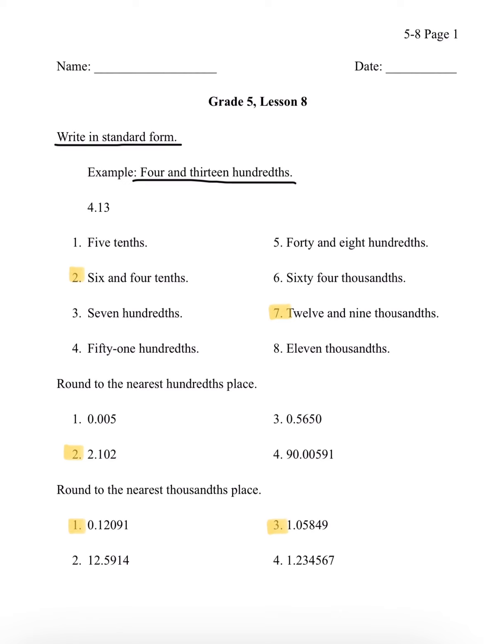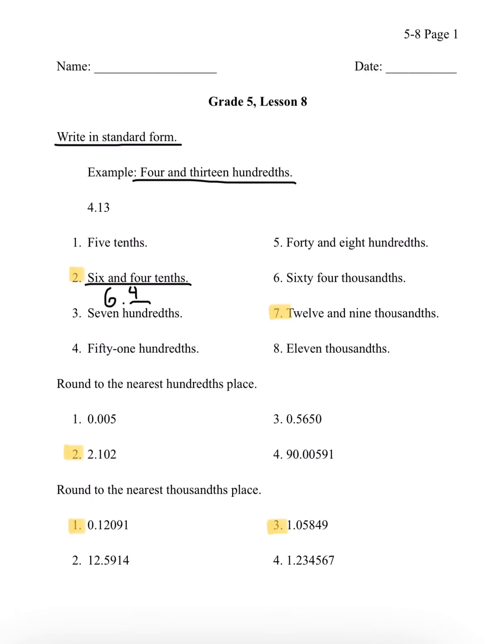Number 2, it gives us 6 and 4 tens. So 6, we're going to write 6 point, and then the place after the decimal is the tens place. So all we write is just 4. So it's just 6.4 as our answer.